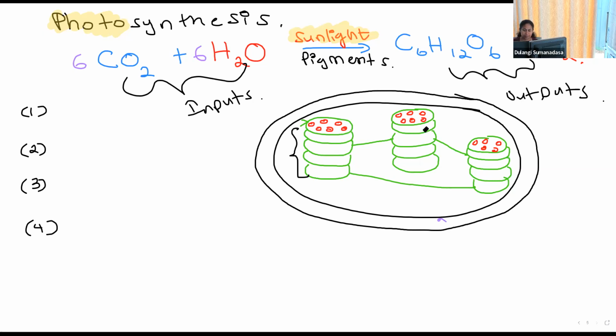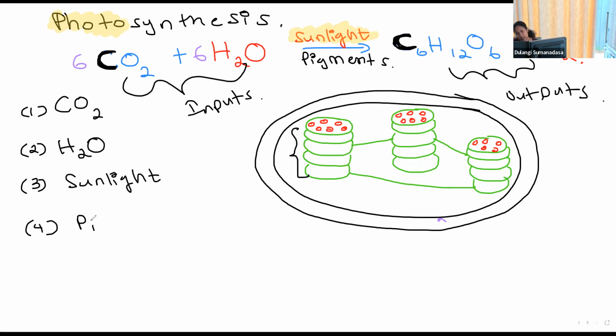Yeah, the red dots are light capturing pigments, huh? That's correct. So if I'm a plant, I need carbon dioxide as my carbon source, because this is the carbon that's going to go into the glucose. If I'm a plant, I need water. They are the 2 main inputs. The sunlight is not a physical thing, but just write down, there has to be sunlight present. And there have to be the light capturing pigments present.